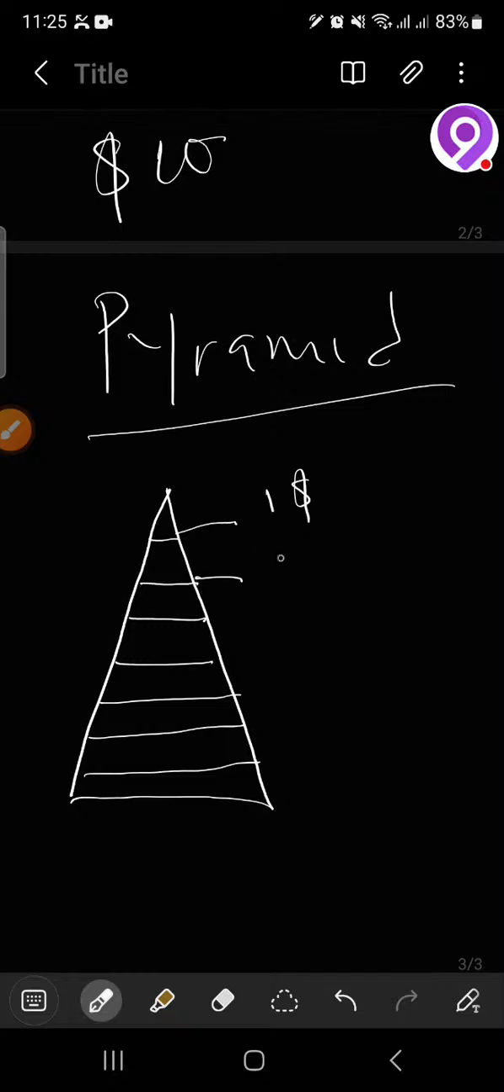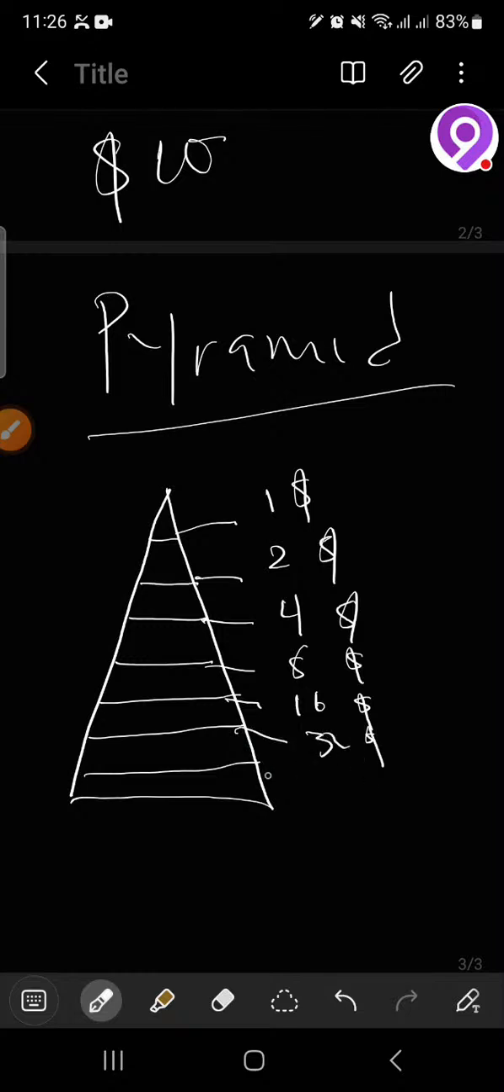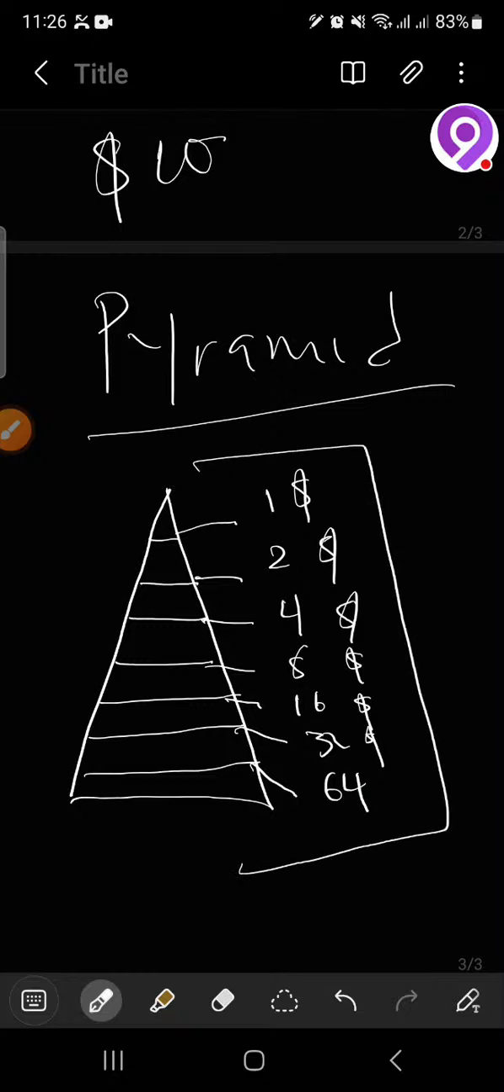So here the next one will be $2, you double. Next one $4, you double. Next one $8, you double. You keep doubling. By the time you add everything, it's going to be more than that. The next one will be $16, the next one $32, the next one $64. You see that it keeps increasing. By the time you add everything, you're talking about maybe $300 or $460.